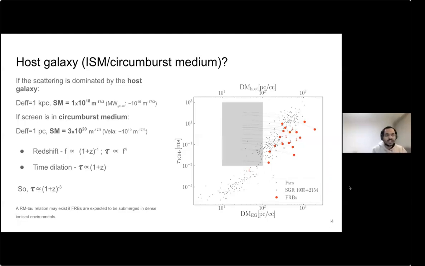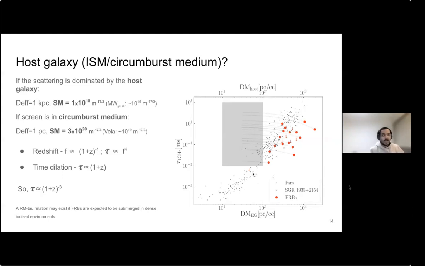So when we scale our FRBs with this relation back into a regime where the DM is in the range expected for the DM host, that is roughly 10 to 100 units, we identify this gray region where the scattering values and the DM values would be the values that an observer inside the host galaxy or just outside the host galaxy might expect to see for these FRBs. Now it becomes immediately obvious that the scattering values in this region are many orders of magnitude higher than the scattering values that are predicted to originate in the Milky Way's ISM.